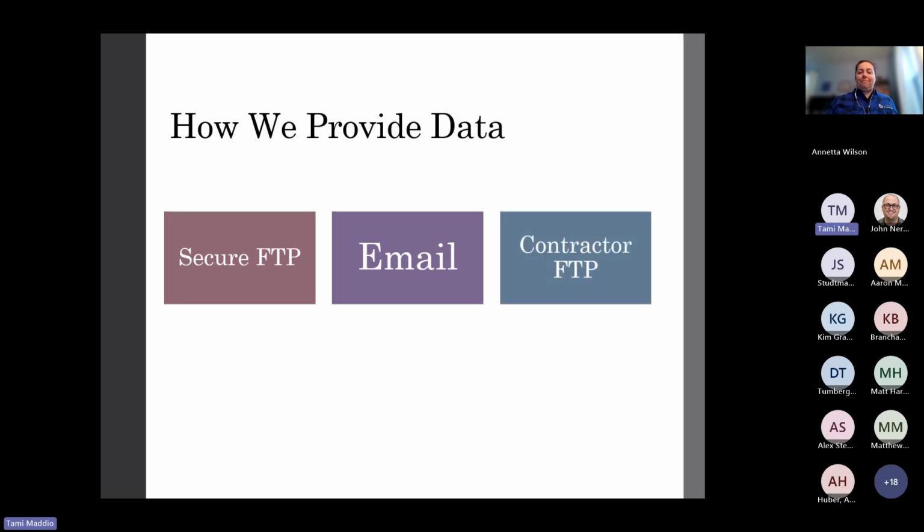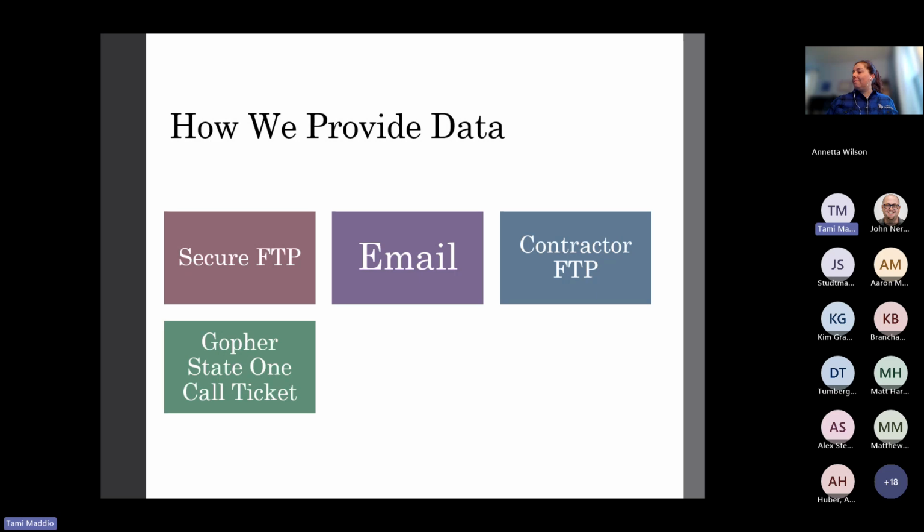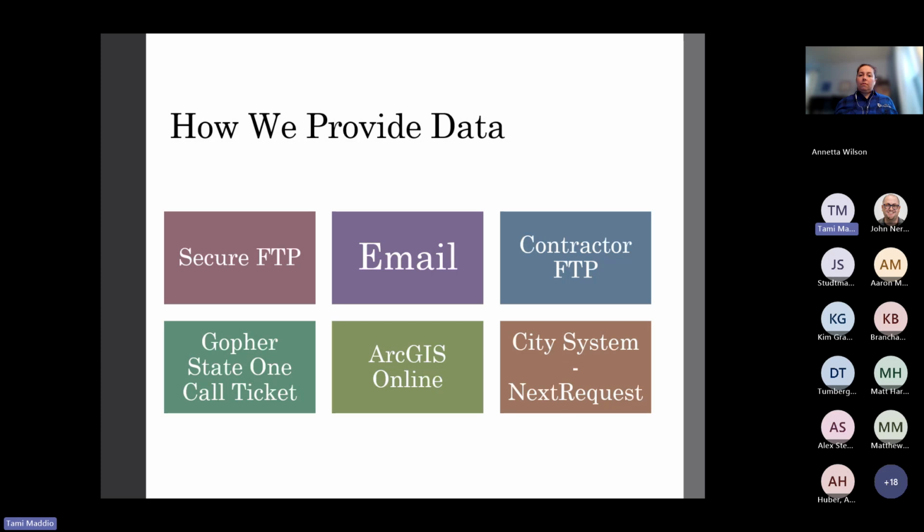Sometimes a contractor will have an FTP or SharePoint or something that we share data into. Through the Gopher State One Call ticket system, which also sometimes involves emailing data. We do have a couple of ArcGIS Online web maps that we have shared data through or have given access to outside entities to look at some of our utility data specifically. And then, of course, the next request city clerk system that I just showed you earlier. So those are the ways we provide the data. Quite a few different ways, actually.